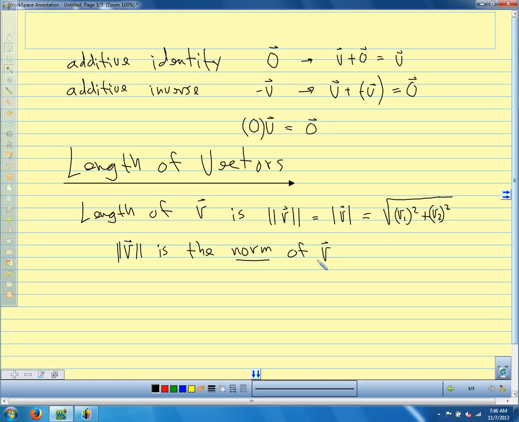And the norm is kind of a more generalized idea of length. So we call this the norm. And if our length is 1, we say that V is a unit vector. So any vector with a length 1 we call a unit vector.